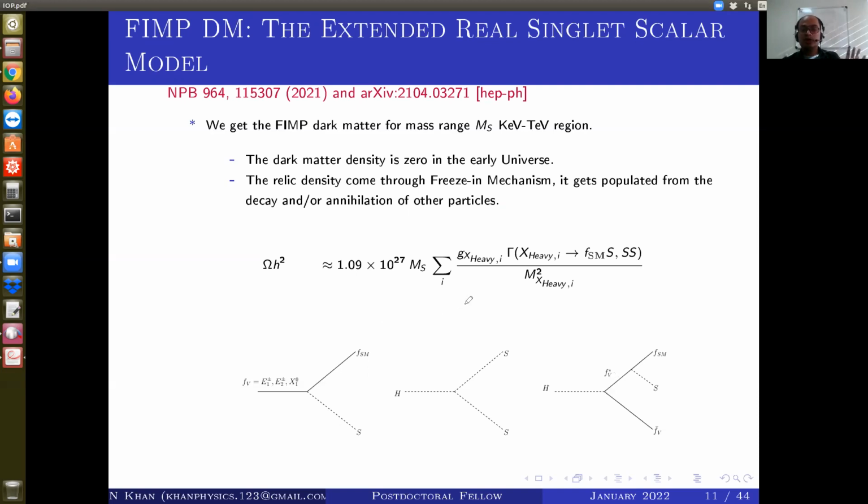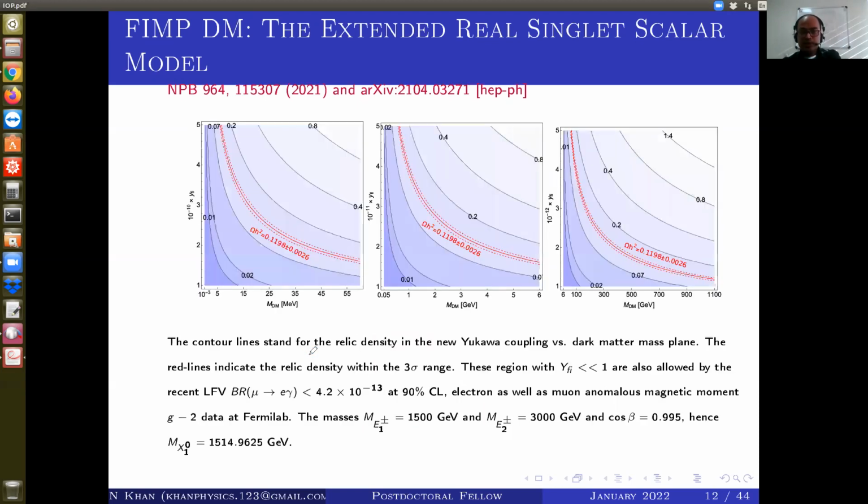So in this model, these two diagrams are involved in giving the relic density. We have calculated it, and we found that for dark matter from keV to TeV region, one can get the relic density depending on the very small coupling.